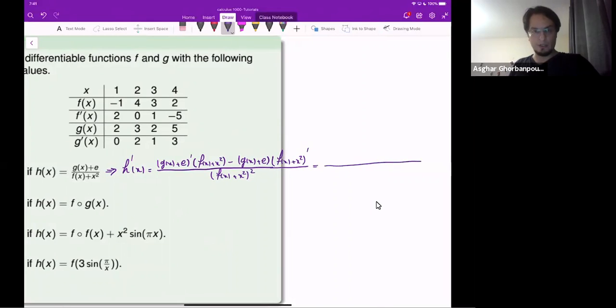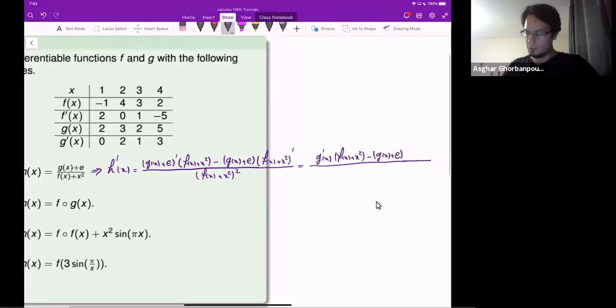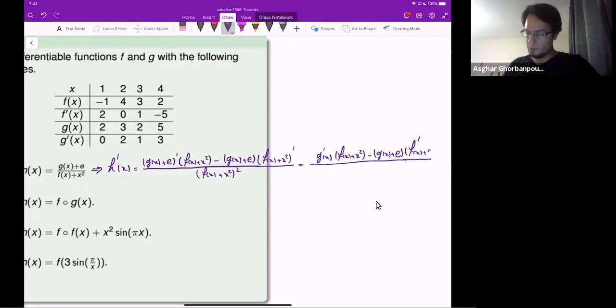Derivative of the numerator, g of x plus e, will give me g prime of x. The derivative of e is just a constant, and the derivative of a constant is 0. So g prime plus 0 is just g prime, times f of x plus x squared, minus g of x plus e times the derivative of f of x plus x squared. So it will be f prime of x plus the derivative of x squared, which is 2x. And then we have f of x plus x squared, squared.